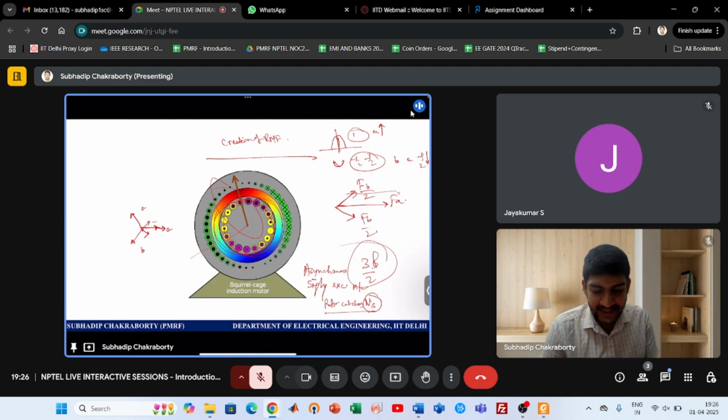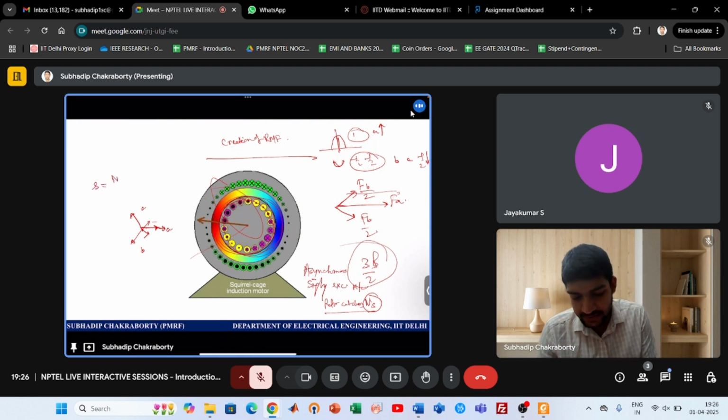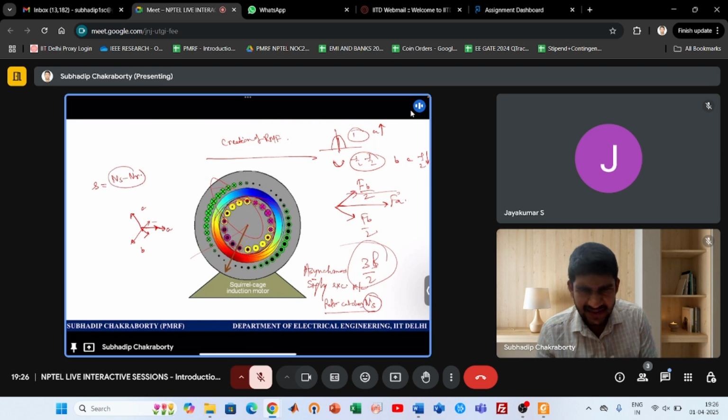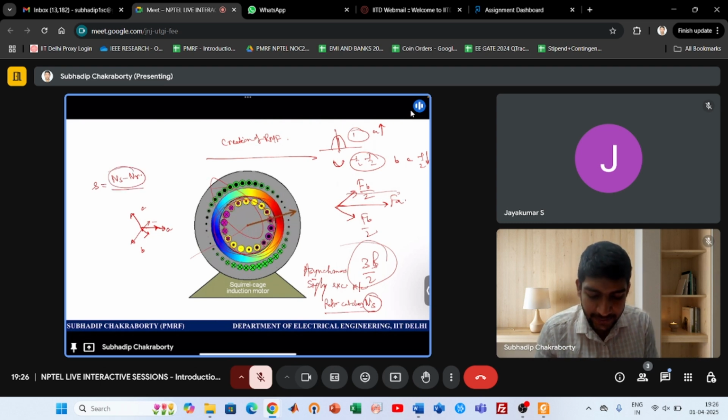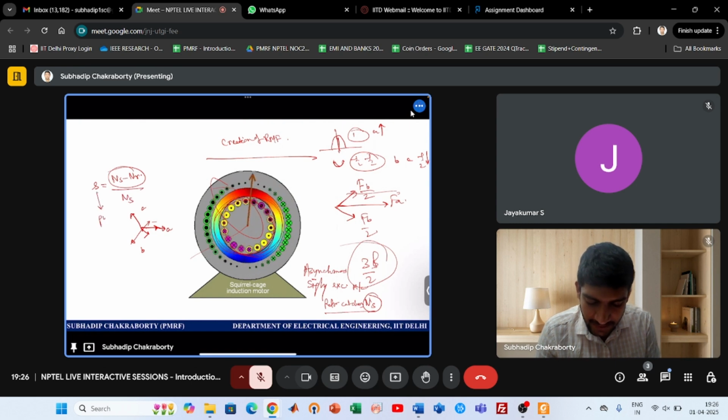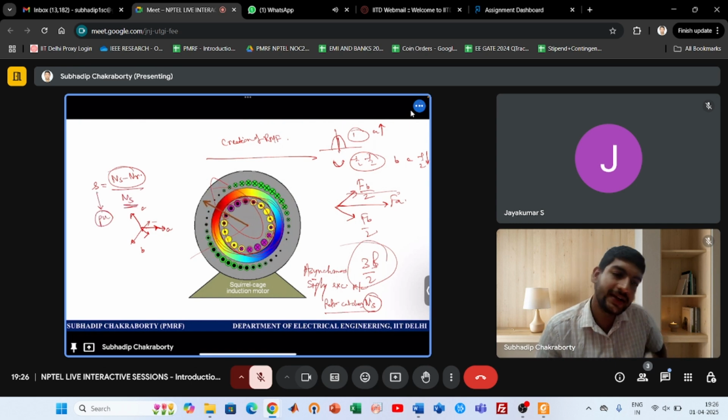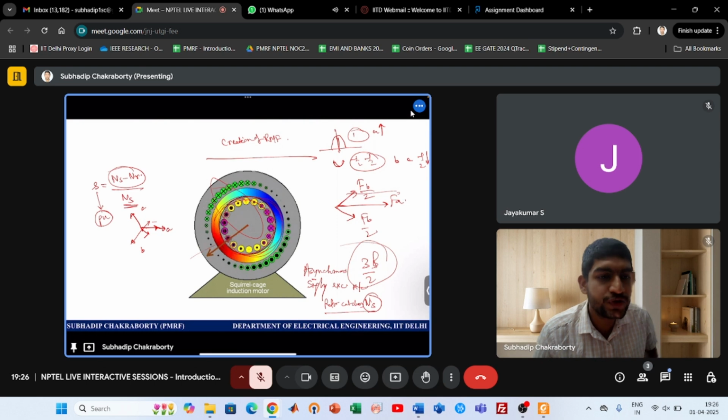That's why we introduce the term slip for asynchronous machines, which is defined by the difference between the stator speed and the rotor speed, in per unit. So this is per unit, right? Because we divided by ns. But actually it is nothing but the difference of the two speeds.